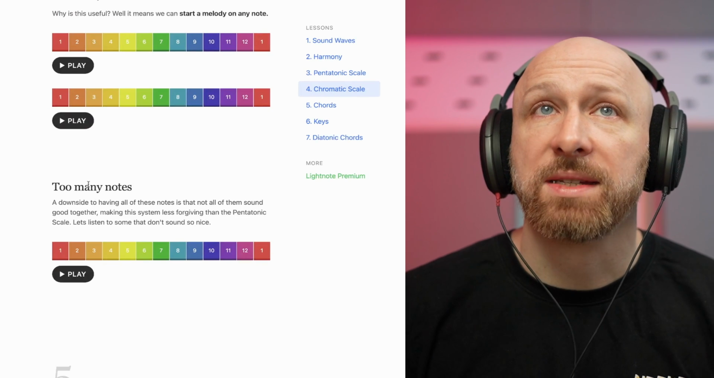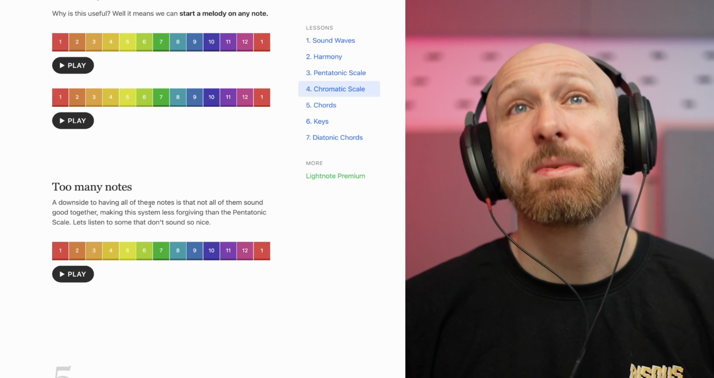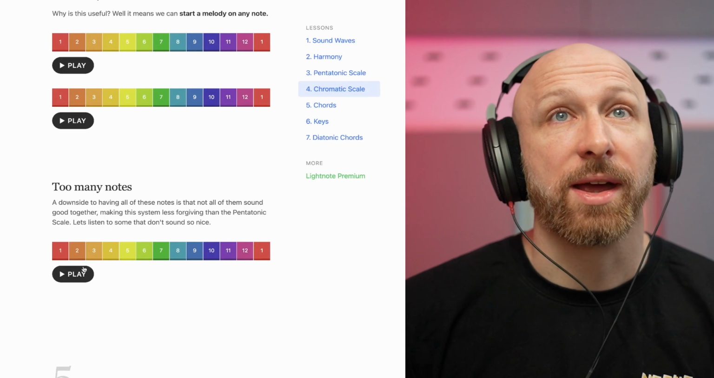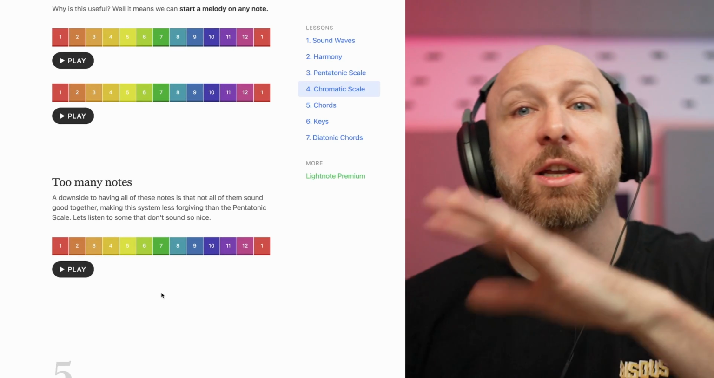Too many notes. A downside of having all these notes is that not all of them sound good together, making the system less forgiving than the pentatonic scale. Let's listen to some that don't sound so nice. Oof, yeah, that's just like smushing notes on the piano, right?